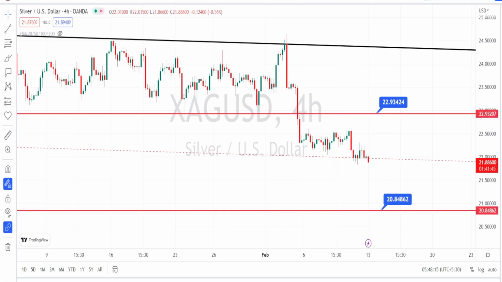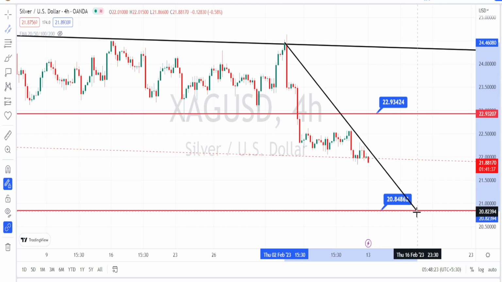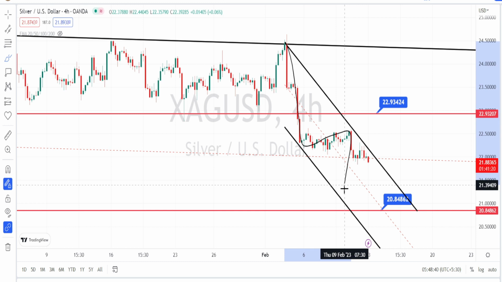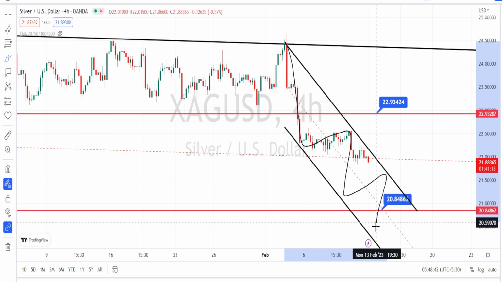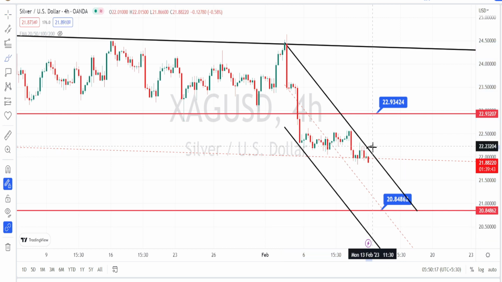In 4 hours time frame also, we are noticing the price action to be trading on a very strong bearish trend. So as long as the price action is trading within this bearish channel pattern, we can expect a bearish trend to continue in 4 hours time frame also. So if you want to freshly enter on the bullish side retracement, wait for it to break this resistance line, and next level of resistance is going to be around 22.93.